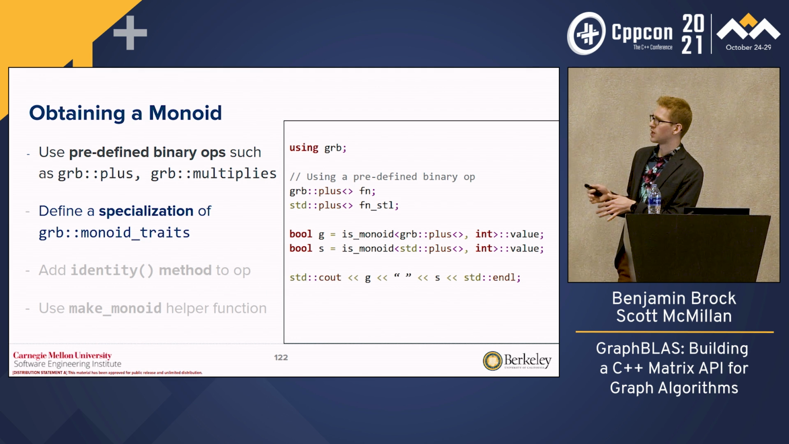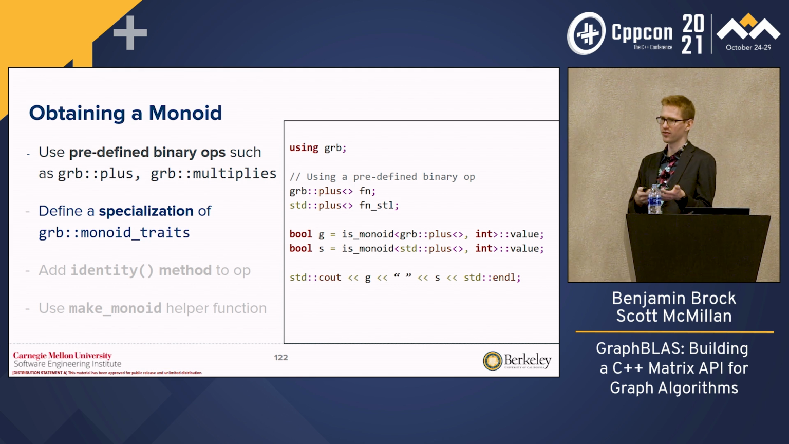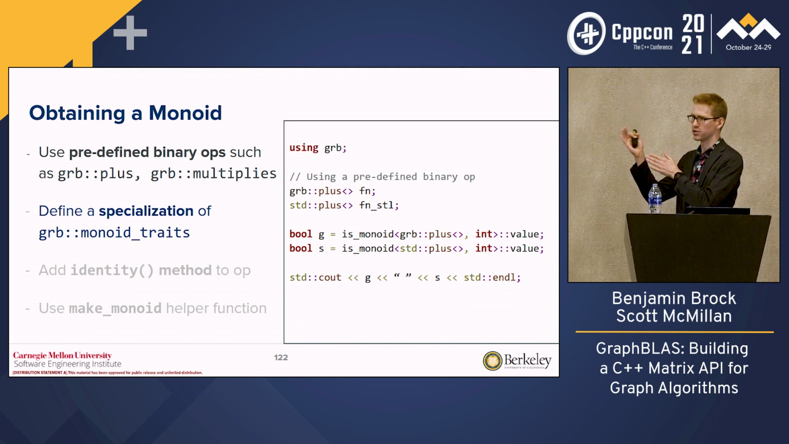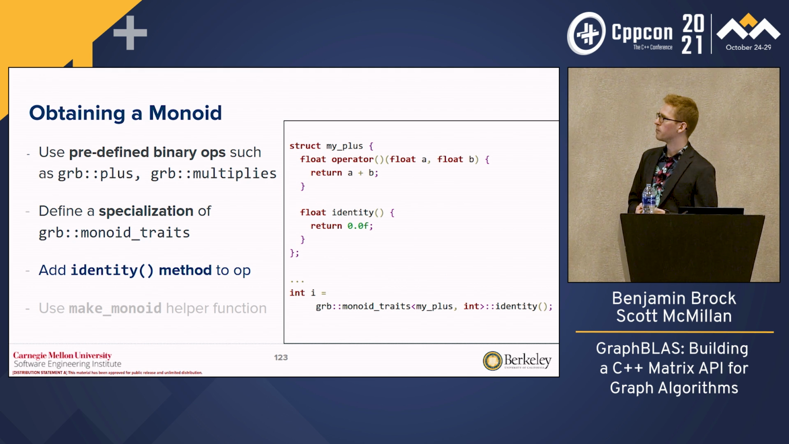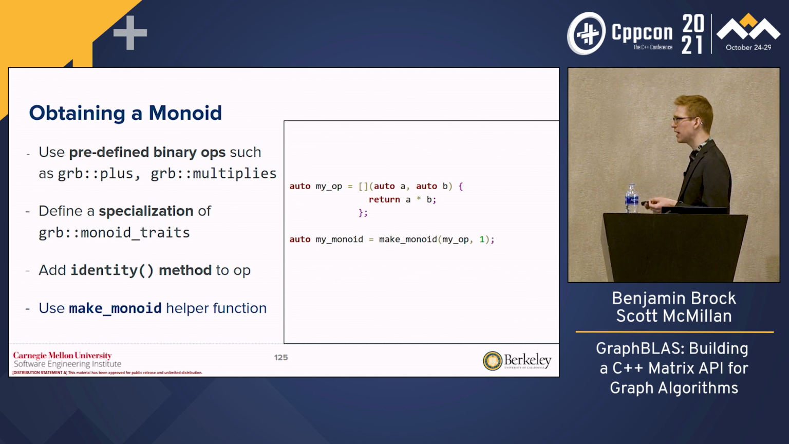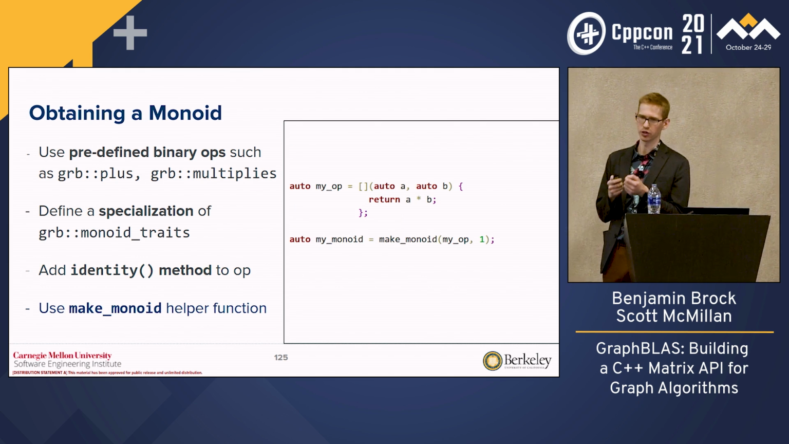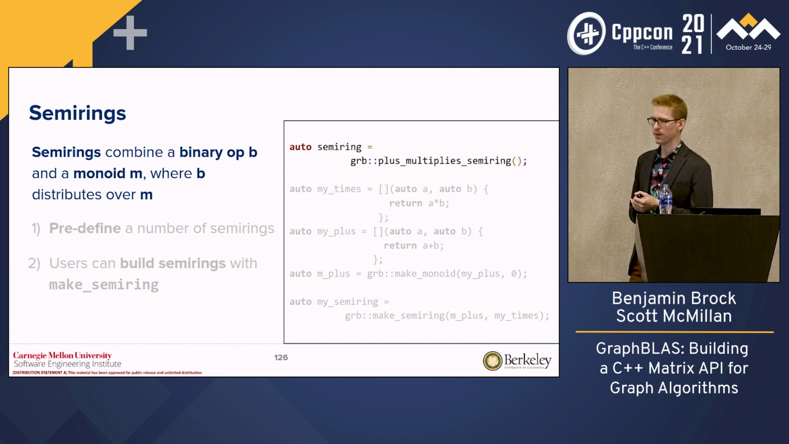The user is also free to define their own specializations of monoid traits. If you have some type and you don't want to modify that type, you can go and define the monoid traits template struct to elevate it to a monoid with a particular set of types. Then you have this guarantee that inside certain algorithms, you'll get the benefit of knowing that it's a monoid. You can also define your own type and then add an identity method into that type that'll get automatically recognized. And you can call this make monoid helper function, which will promote something into a monoid.